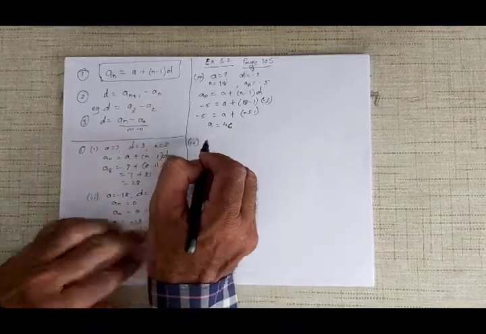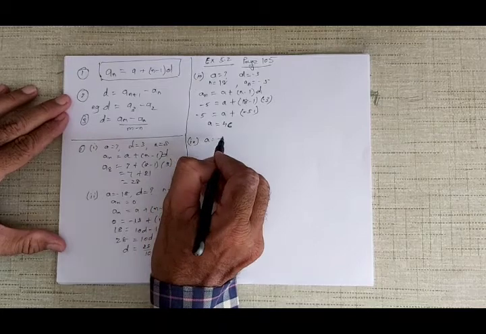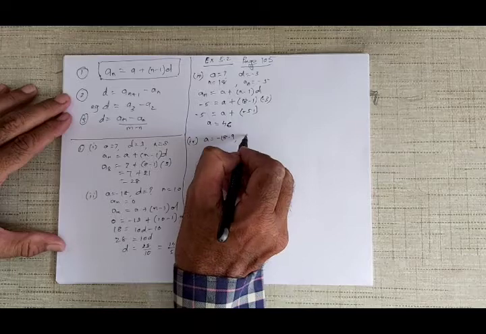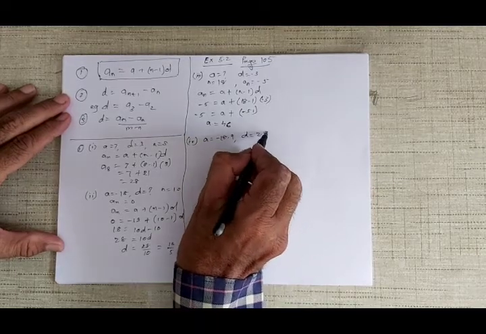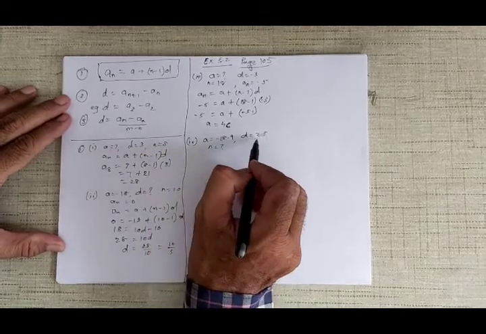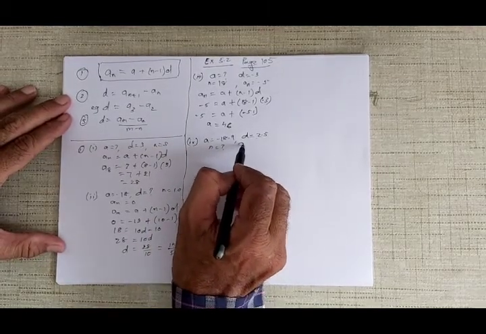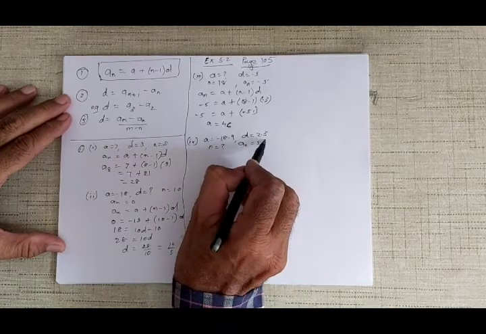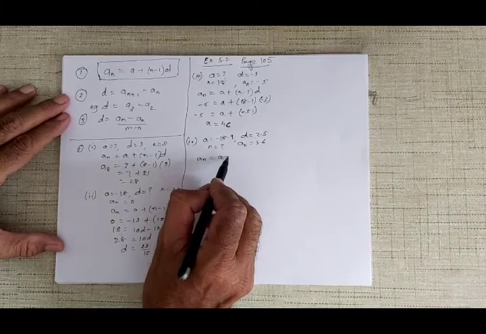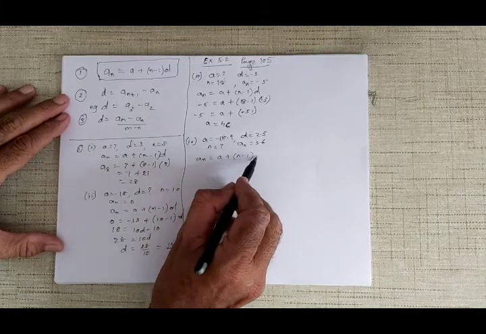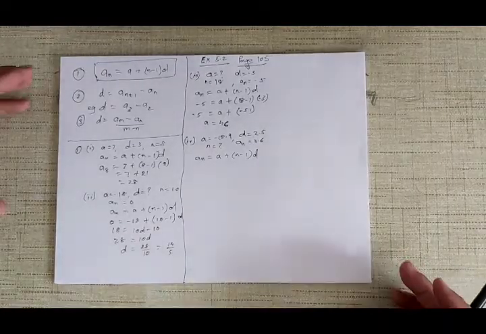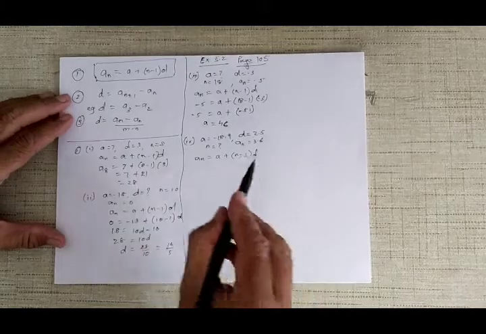a is equal to minus 18.9, d is equal to 2.5. Then n we don't know, we want to find n. And a of n is 3.6. Again we use the same formula, a of n is equal to a plus n minus 1 d. See, every time you write the formula, you actually learn the formula. That is the best way to learn the formula. Write the formula, so you automatically learn it.